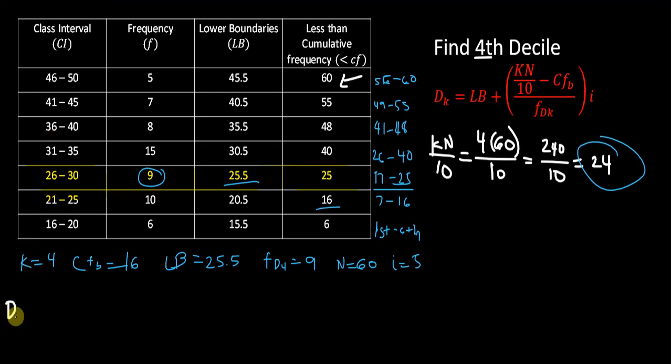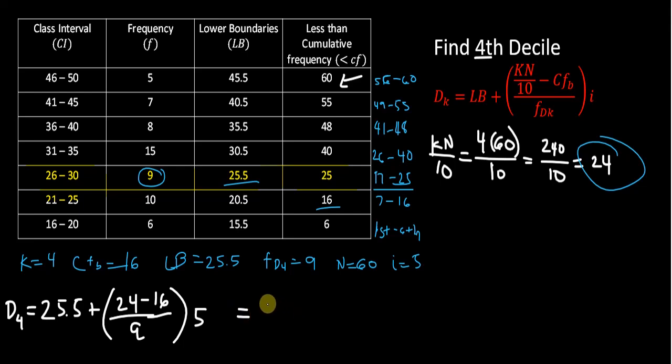So, D sub 4 is equal to 25.5 plus the quantity of, ito, gayan lang natin, 4 over 60 times 10, or kunin na lang natin yung 24 para mas mabilis. 24 minus the CFB, saan yun? 16 over, ito, FD4, 9 times the class interval, 5.